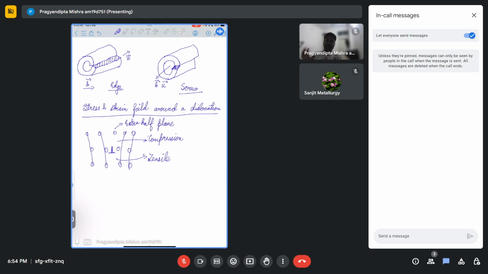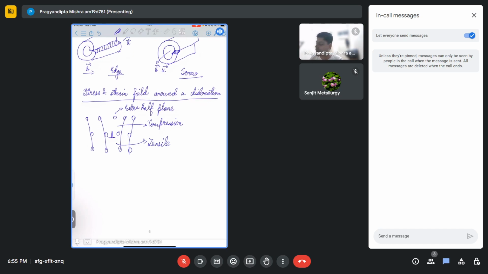While the bottom part will be experiencing a tensile kind of load from the top. Why? Because this layer has a lesser number of planes, so the bonds will be closer together. However, because the top part has the extra half plane, this one also has to accommodate that. So this will be experiencing a tensile or tension kind of force. So essentially, the top will have compressive while the bottom will have tensile kind of stress field. And as we move away from the dislocation, the field will vary in values. It will get smaller and smaller as we move away from the dislocation. It will be more concentrated around the dislocation.